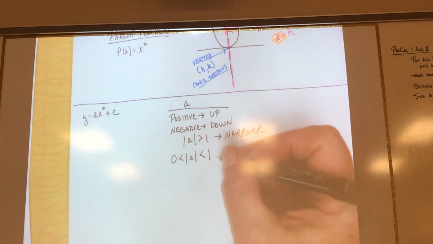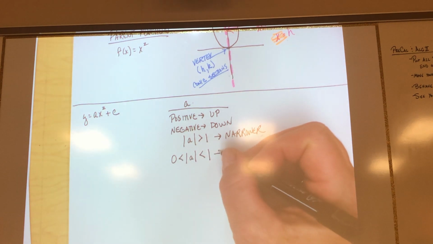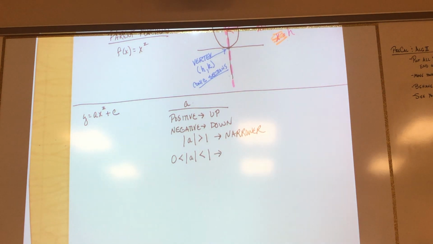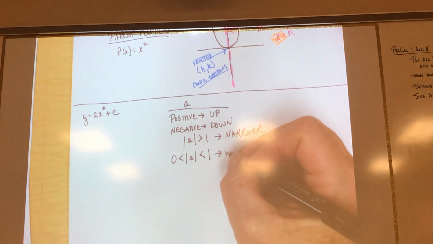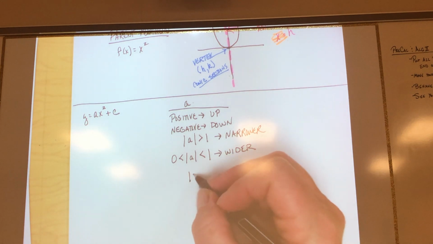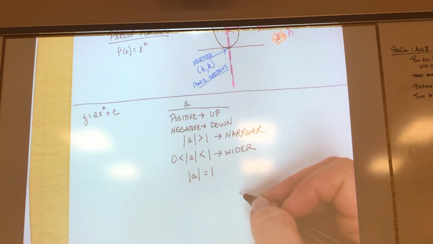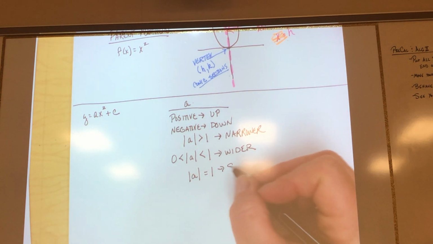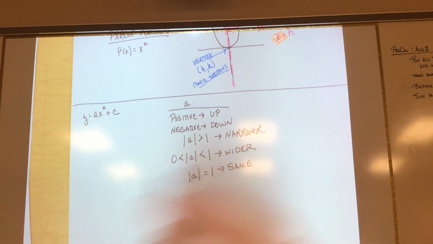All right, so here we go. He's between 0 and 1. Would my graph be wider, narrower, or the same? Wider. Okay? What if the absolute value of A is equal to 1? Yeah, then he doesn't change, so he would be the same. I'm going to show you a picture of that.